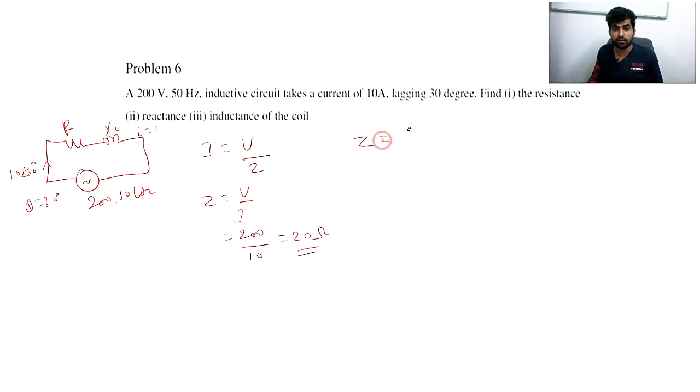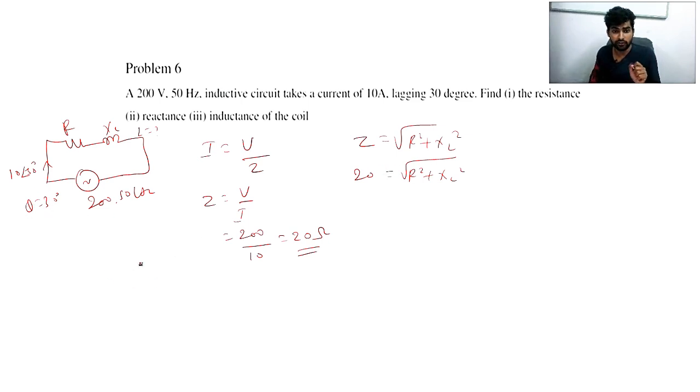Z is equal to root of R square plus XL square. See here, Z is 20, I'll just substitute in root of R square plus XL square. Here you have to think. R square and XL square, both are unknown values. If there were only one unknown, we could calculate directly. So we have to think. See here, phase angle is given.